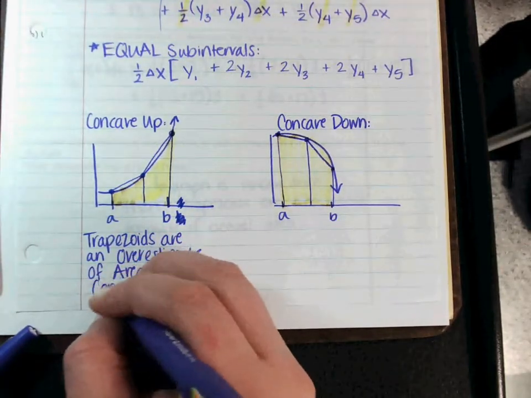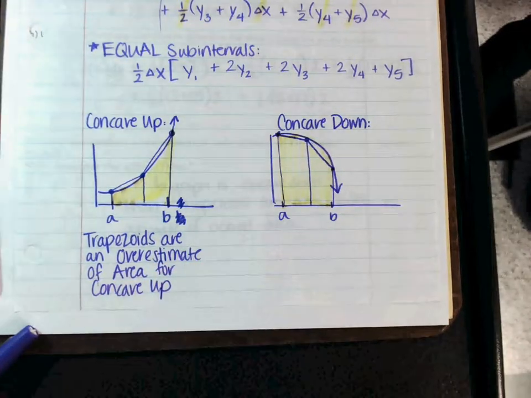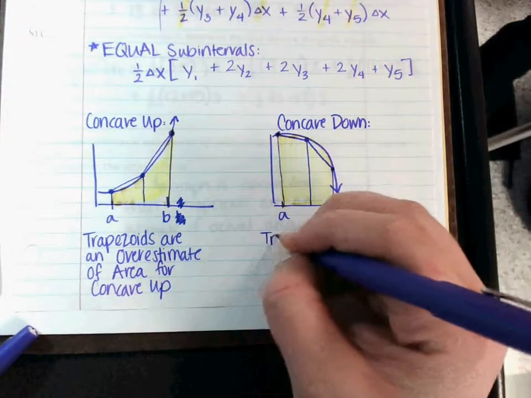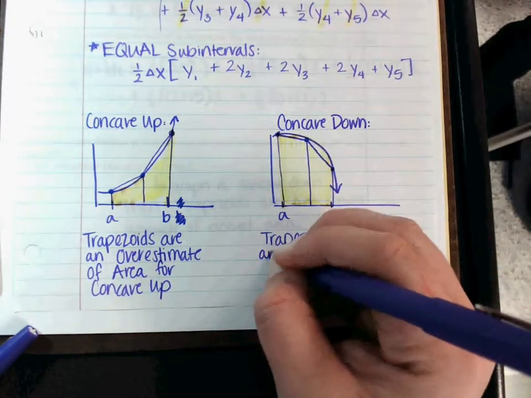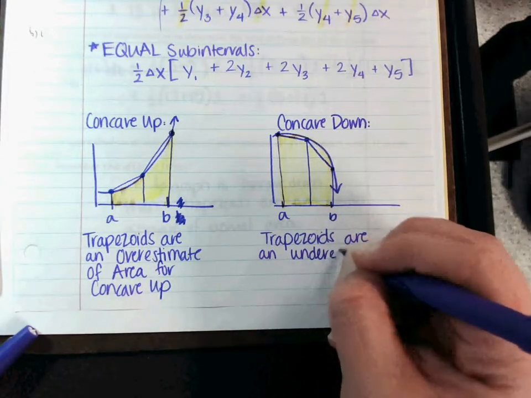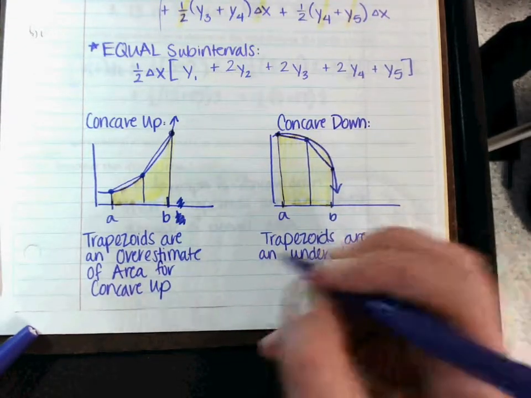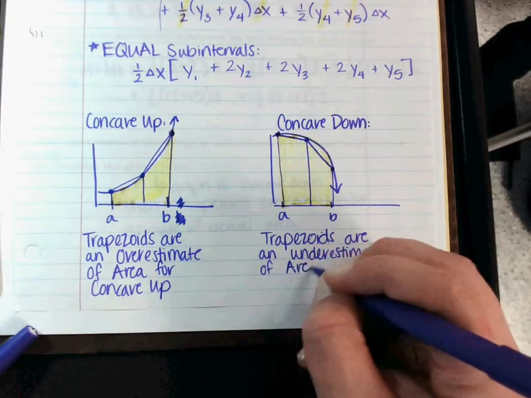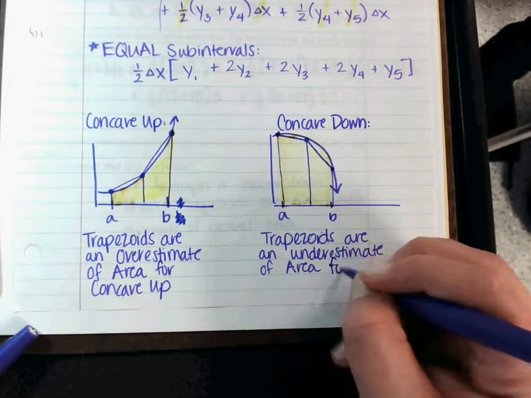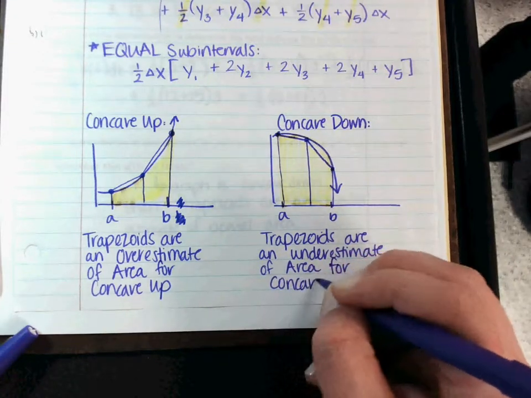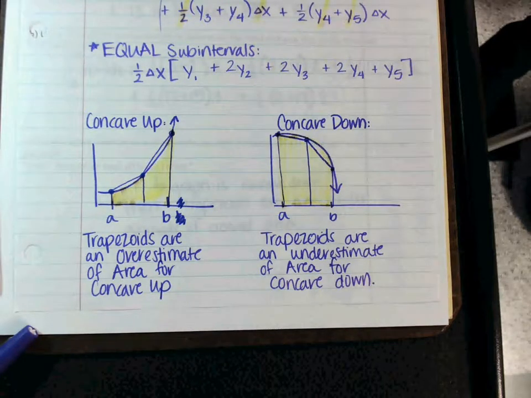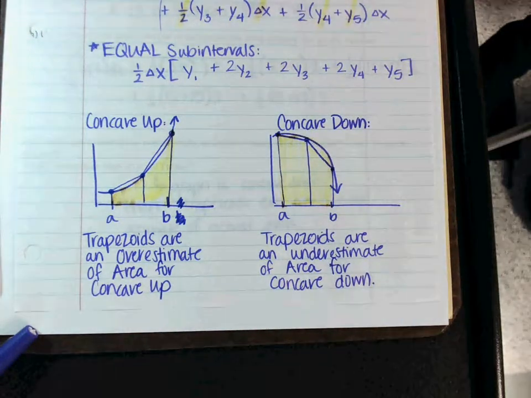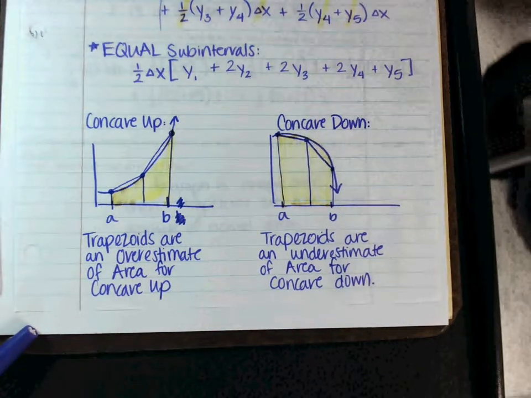For concave up. But for this one, trapezoids are an underestimate for the actual area if it's concave down. So for trapezoids, you're checking concavity. But for rectangles, you're looking at which direction it's going. Okay.